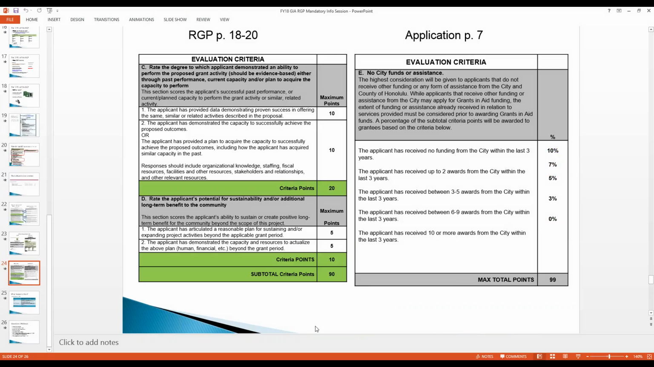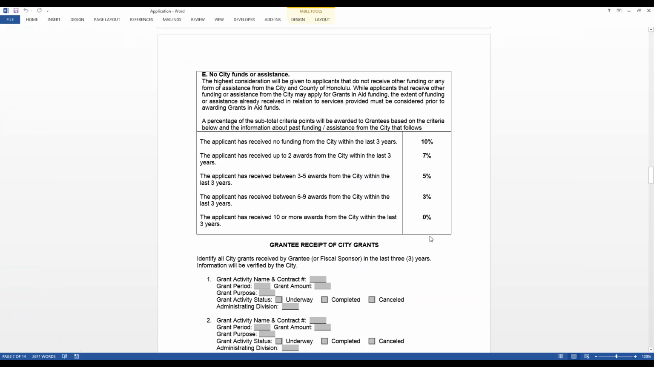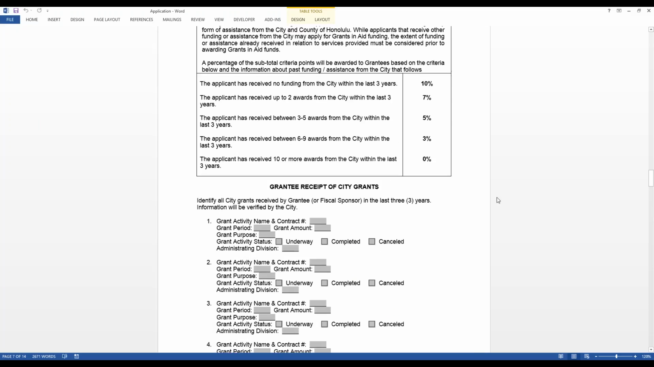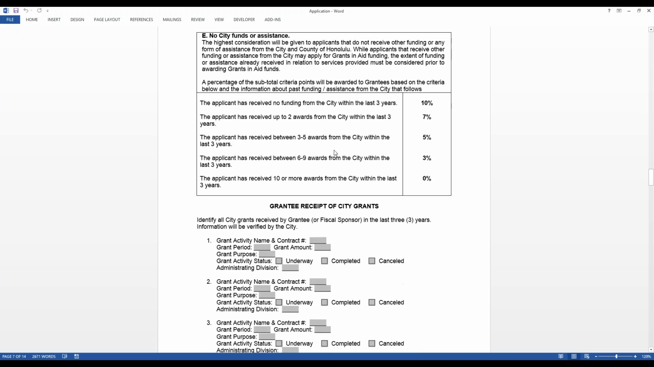Okay, and going back to our application, page 7. In order for you to get the correct number of points from section E, you will have to fill out the information of the last 3 years of awards that you received from the city. And actually you also have to include all the grants, all the federal grants that were passed through the city.